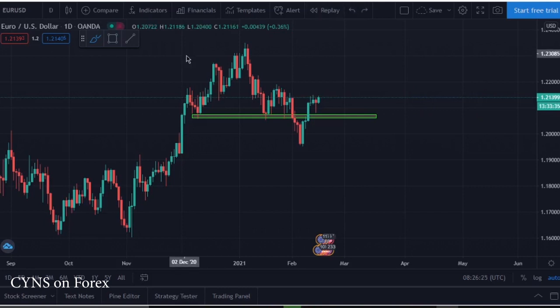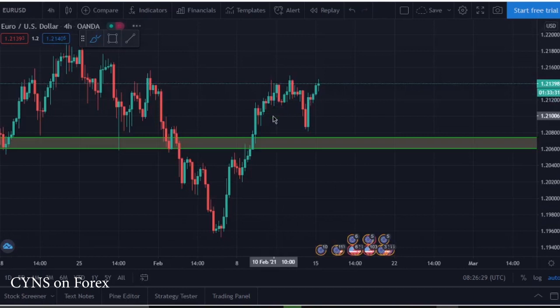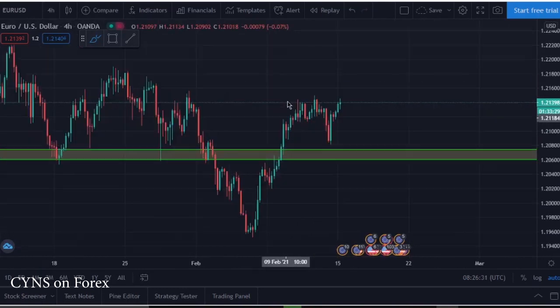So we will be monitoring price action from a 4-hour perspective in this area. Currently we have a 4-hour bullish market, waiting for the 4-hour bullish market to convert to a 4-hour bearish market to enter a valid sell trade.